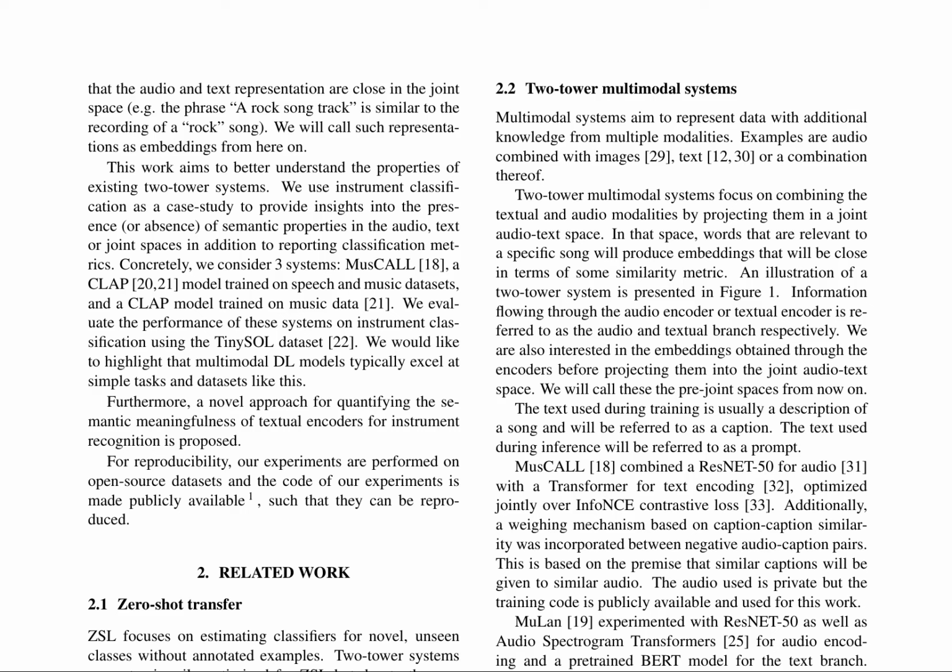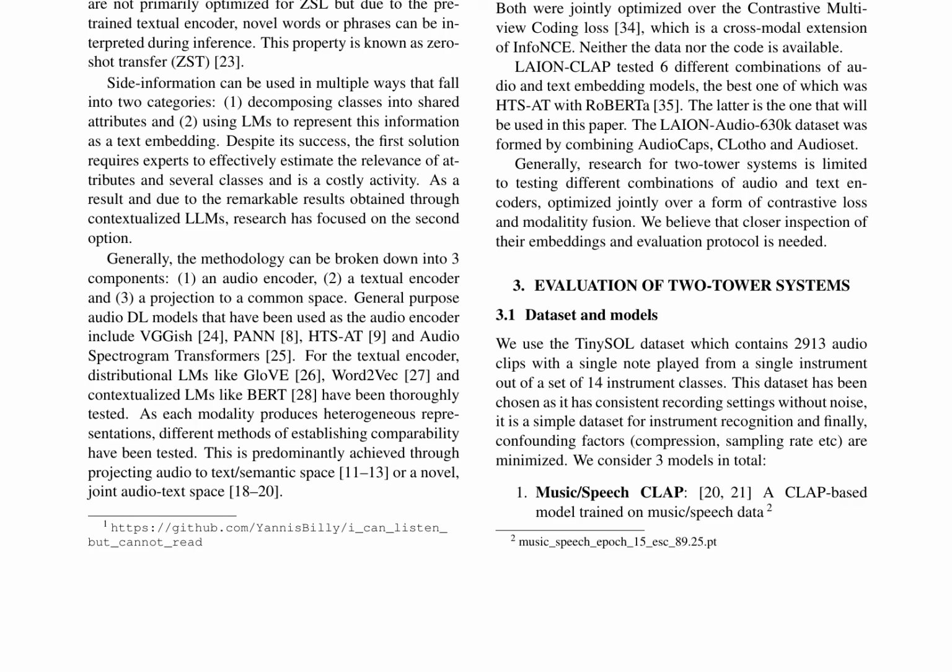This work proposes a novel approach for quantifying the semantic meaningfulness of textual encoders for instrument recognition. The methodology involves three components: an audio encoder, a textual encoder, and a projection to a common space. Various audio and textual encoders have been used, including VGGish, PANN, and BERT. Two-tower multimodal systems combine the textual and audio modalities by projecting them in a joint audio-text space. The audio and textual branches are referred to as the pre-joint spaces.